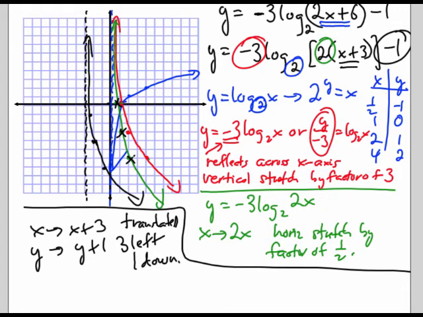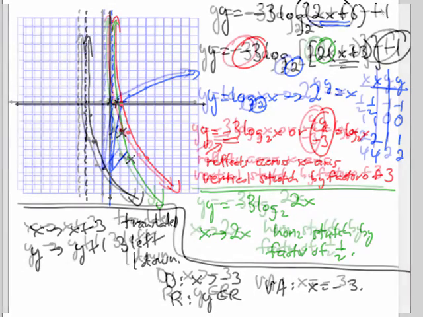You can check that out on your calculator. From what we've got above, our domain is to the right of the vertical asymptote, so x is greater than negative 3. The range, as it is for all log functions, is all reals, and there is a vertical asymptote for a log function at x equals negative 3.